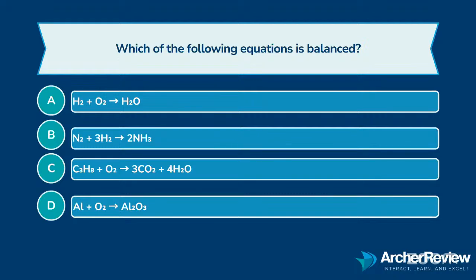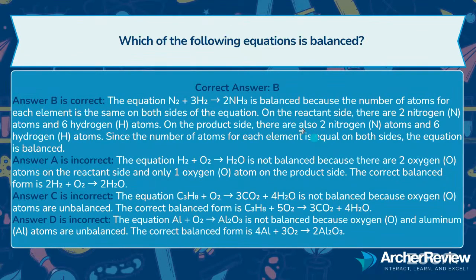All right, let's see how we did on this one. All right, if you chose answer B, you were correct. Okay, so let's take a look at how this is broken down. So notice that we have 2 nitrogen on our reactant side, 2 nitrogen on our product side. We have 3 times 2, we have 6 hydrogen on our reactant side, 2 times 3 is 6 hydrogen on our product side. Okay, so that's how we got to that.